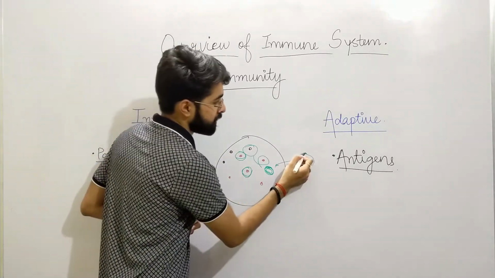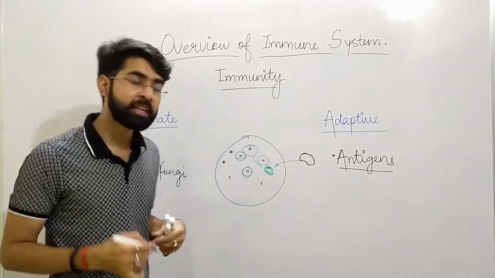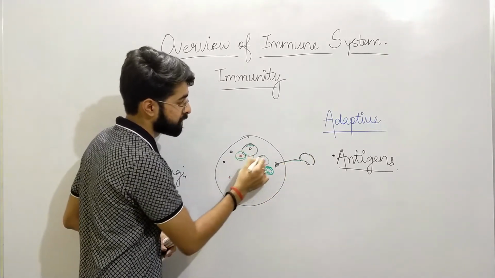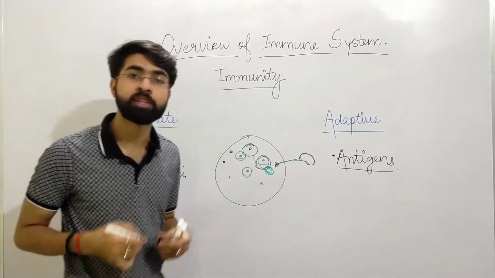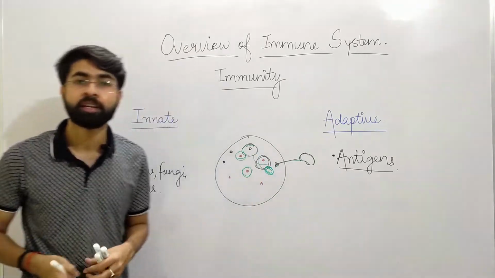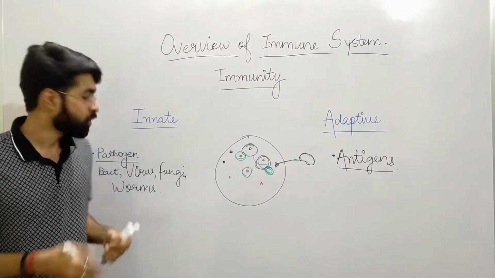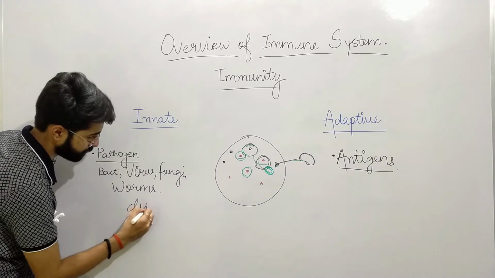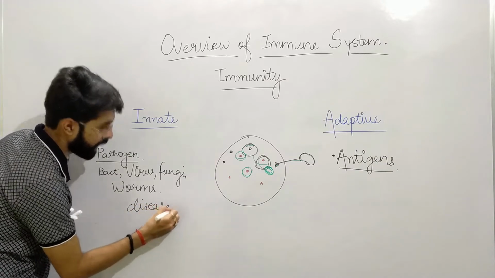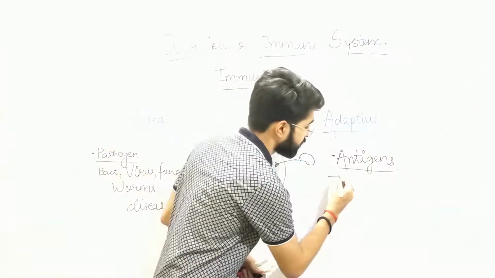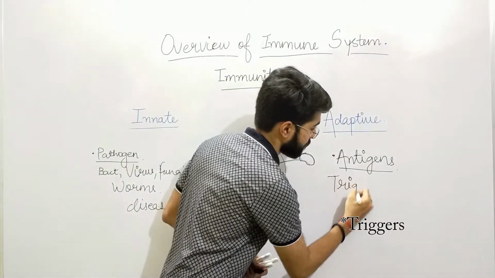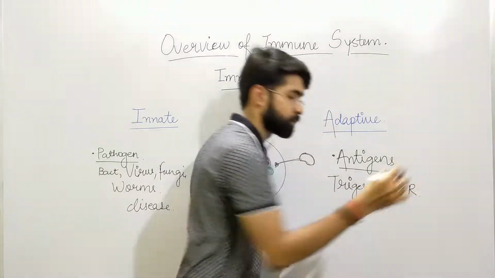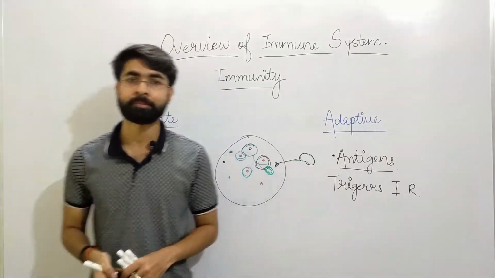Suppose this bacteria acts as an antigen. It will come into our body and start the immune responses, and the immune cells will try to eliminate that thing in our body. So a pathogen is a thing which causes disease, and an antigen is a thing which triggers an immune response. Okay, is that clear?